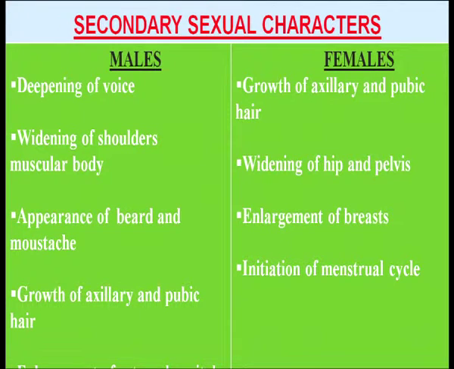Now, secondary sexual characters in males and females. In males, there is deepening of voice, widening of shoulders and muscular body, appearance of beard and moustache, growth of axillary and pubic hair. Whereas in females, there is growth of axillary and pubic hair, widening of hip and pelvis, enlargement of breast and initiation of menstrual cycle.